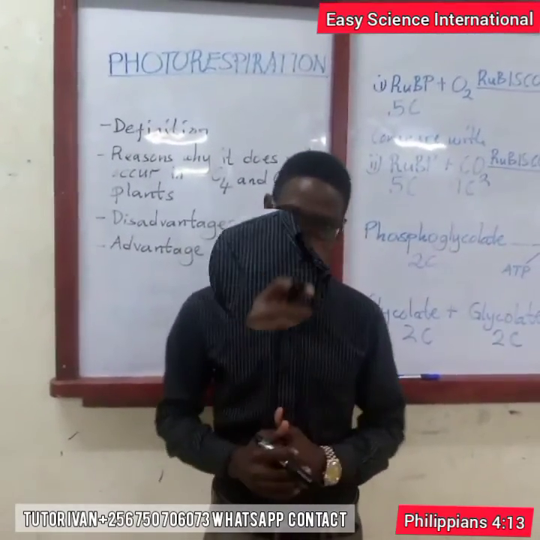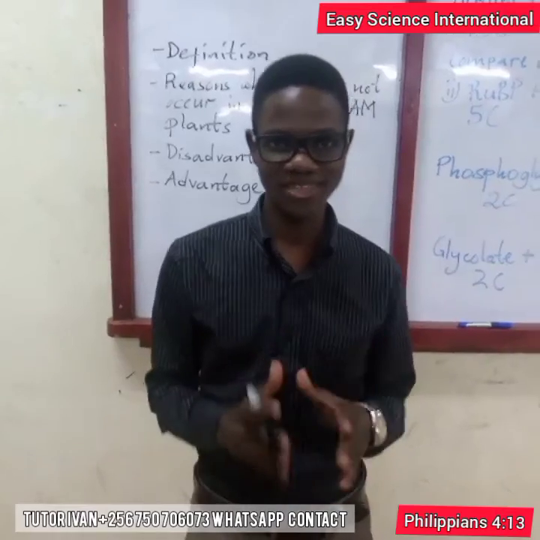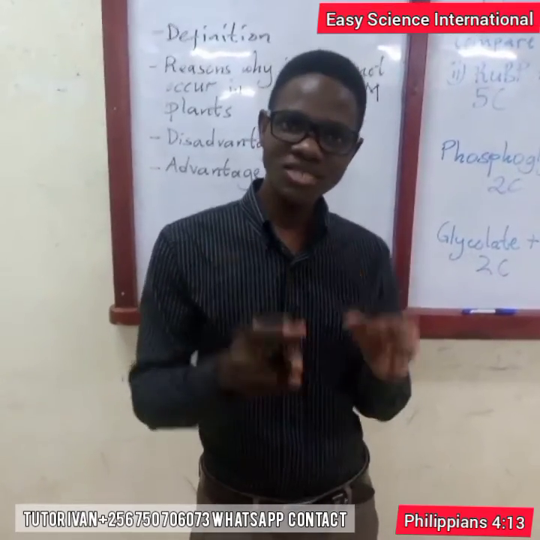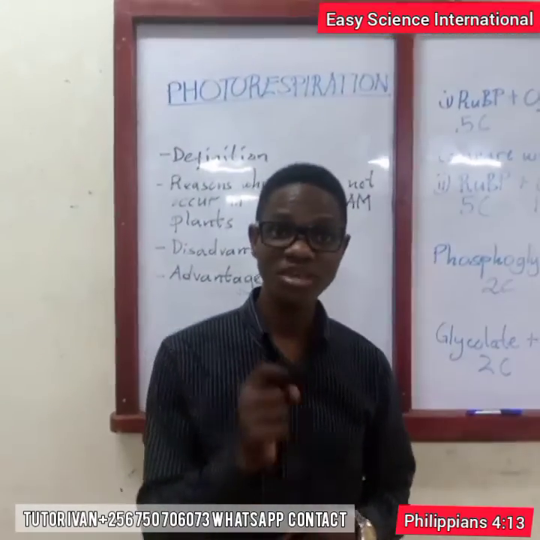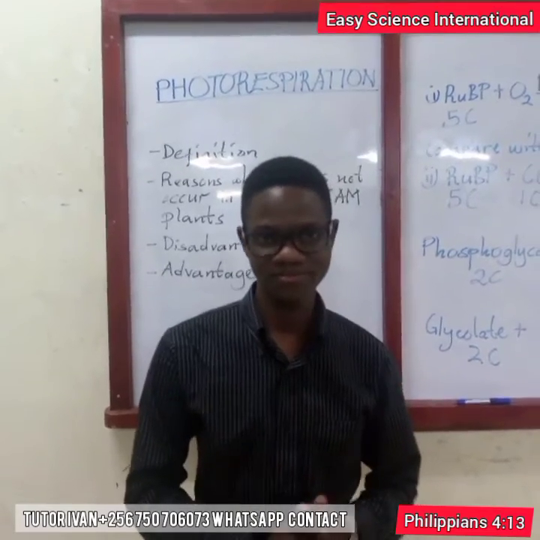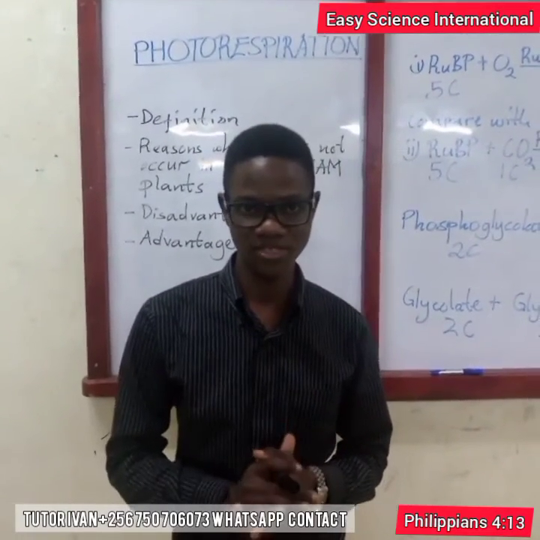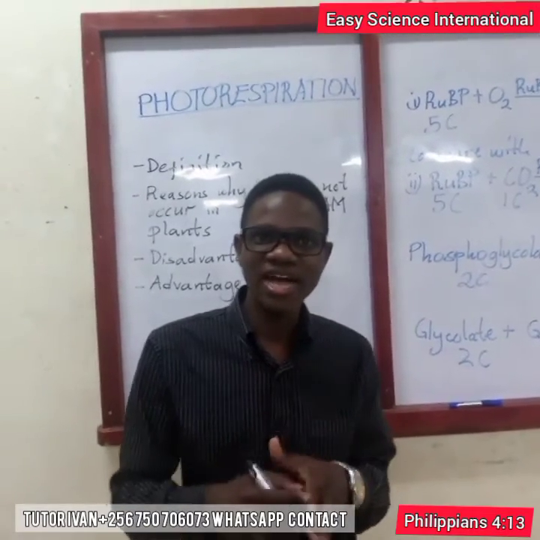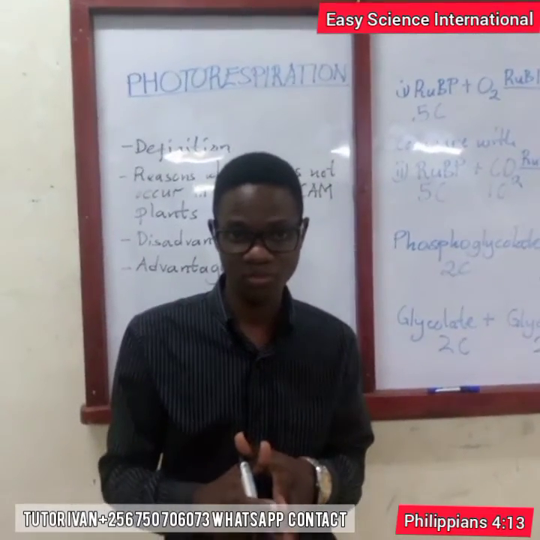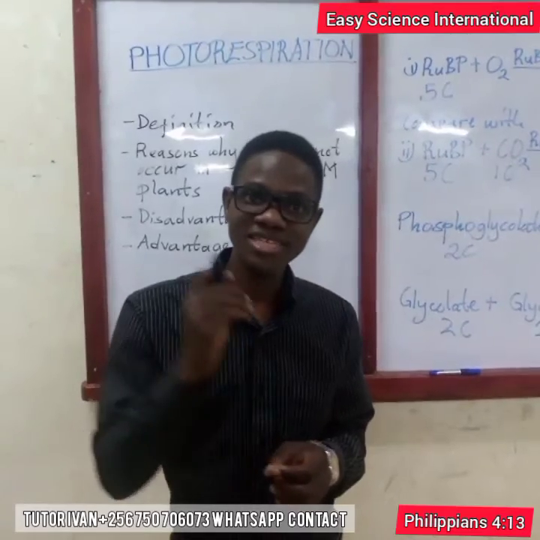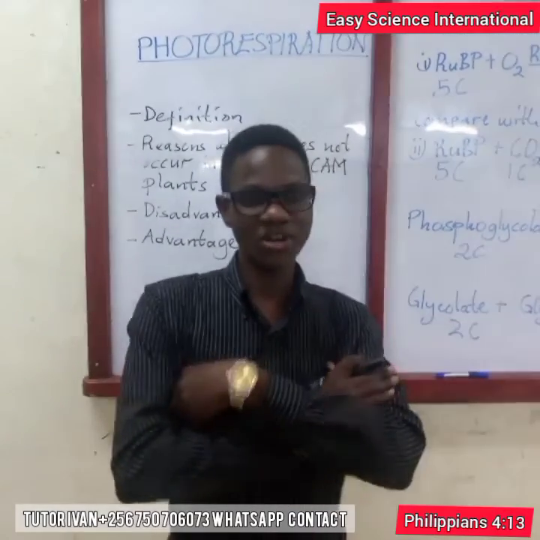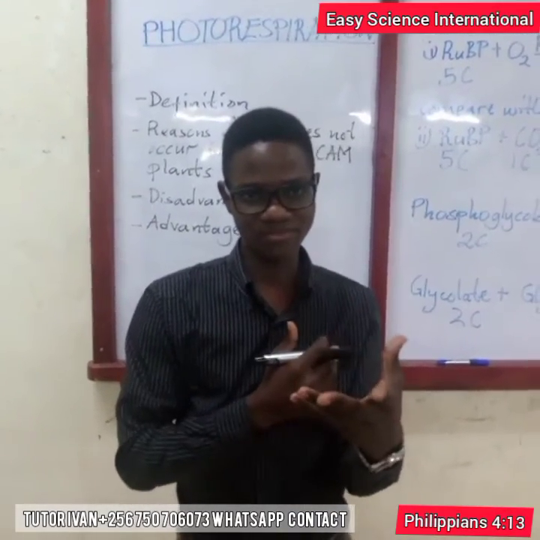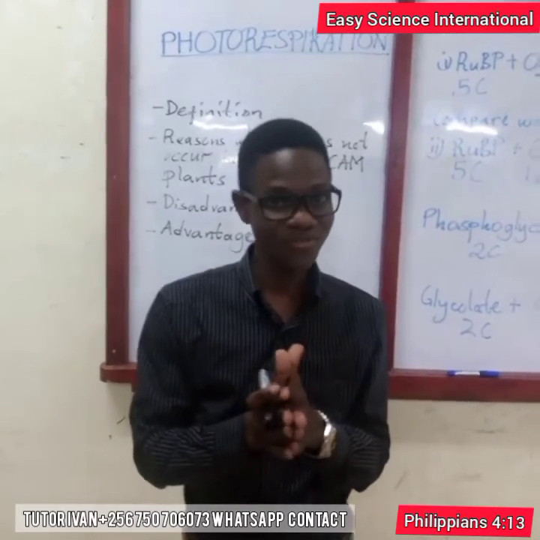Now, photorespiration. In many C3 plants, oxygen and carbon dioxide compete for RuBP, that is ribulose bisphosphate. So, when oxygen is in high concentration, RuBP will accept oxygen instead of carbon dioxide. Define the loss of photosynthesis.